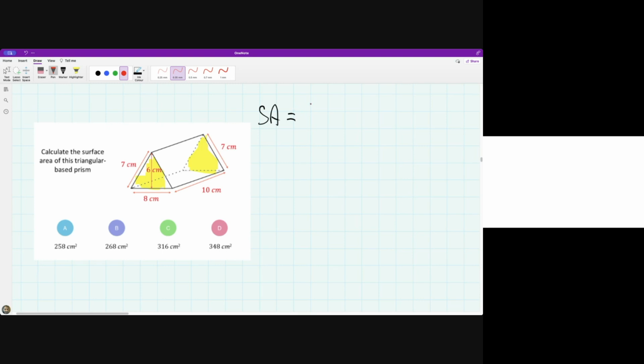Let's get started. The area of a triangle is a half base times height. Can you figure out what you would put here, and then how you would deal with the fact that there's two of these triangles?